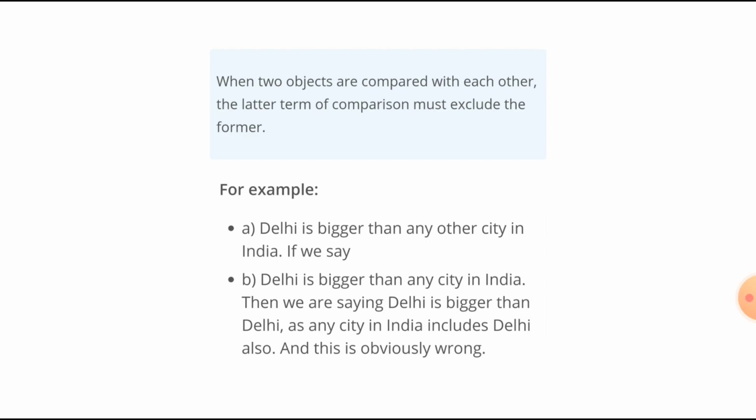When two objects are compared with each other, the latter term of comparison must exclude the former. For example, Delhi is bigger than any other city in India. If we say Delhi is bigger than any city in India, then we are saying Delhi is bigger than Delhi even, as any city in India includes Delhi also. And this is obviously wrong. So we will have to exclude Delhi from the other cities or the remaining cities because we have already mentioned it.